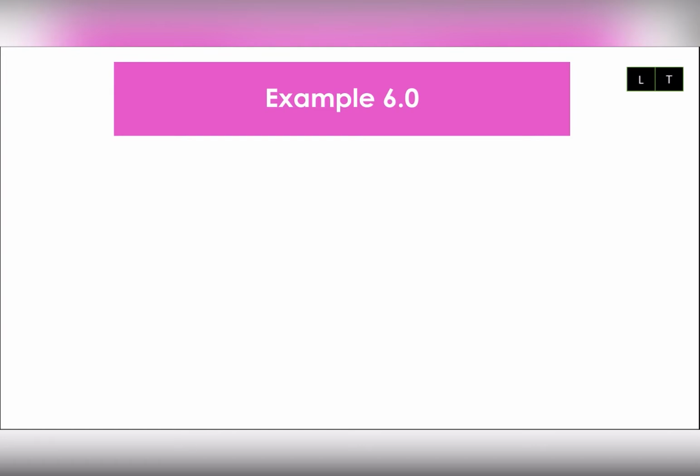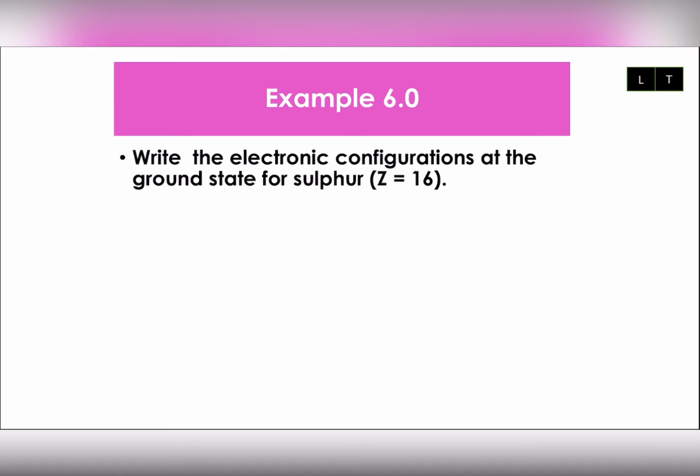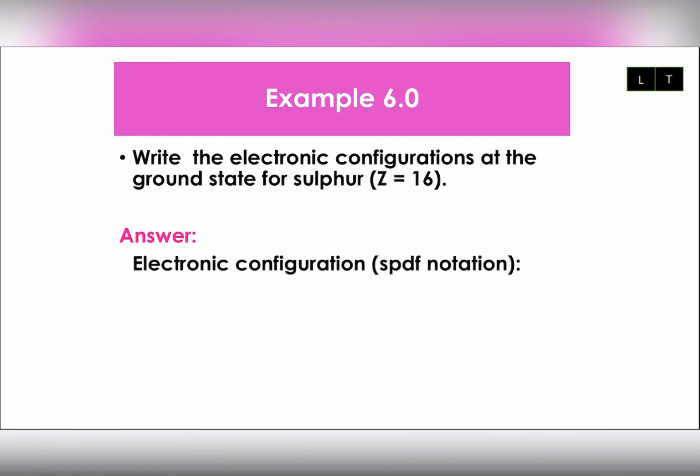So let's go to the first example, example 6.0. I'm going to ask you to write the electronic configuration for sulfur with proton number 16 in terms of SPDF notation. So how am I going to write it down? I'm going to follow the Aufbau principle. So I write my symbol for sulfur, capital S, equals 1s2, 2s2, 2p6, 3s2, 3p4. If you take a look here, all of these electrons make up 16.